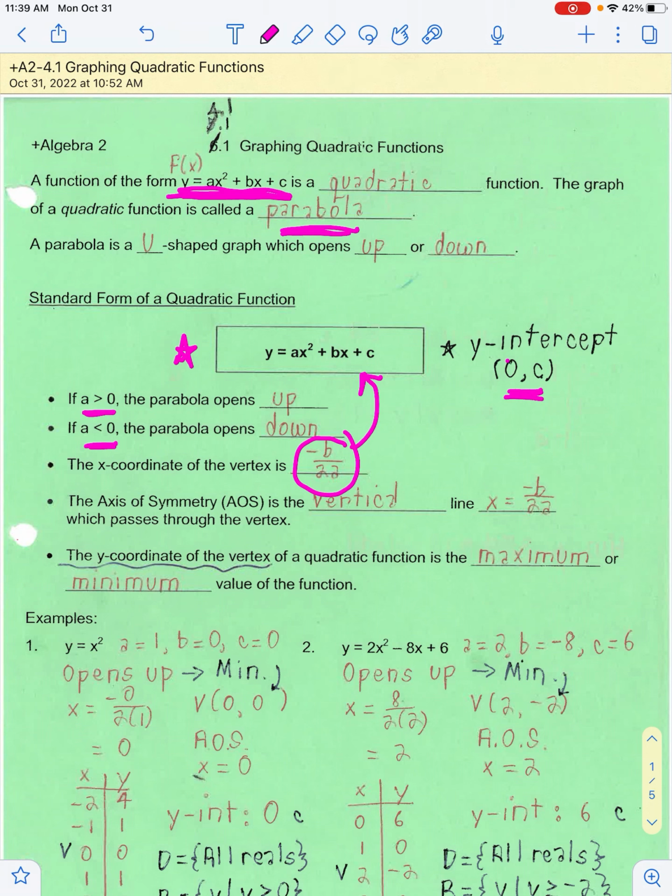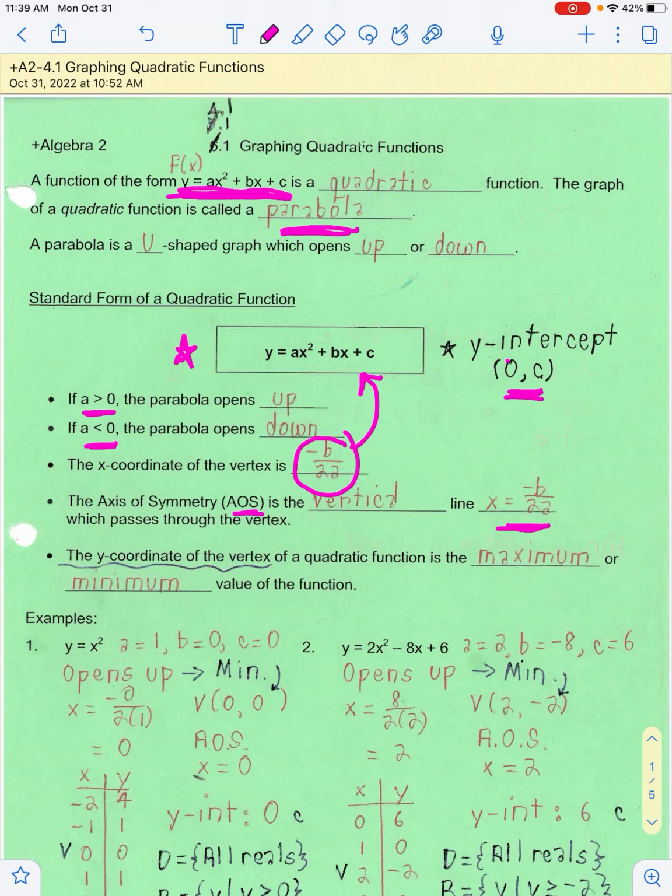The axis of symmetry, which I abbreviate AOS, is the vertical line that will pass through the vertex. So its equation is x equals the opposite of b over 2 times a. And you can see that line is called the axis of symmetry because the parabola will be symmetric on either side of this vertical line. And then the y-coordinate of the vertex is either called the maximum or minimum value of the function, depending on whether the parabola opens up or down.